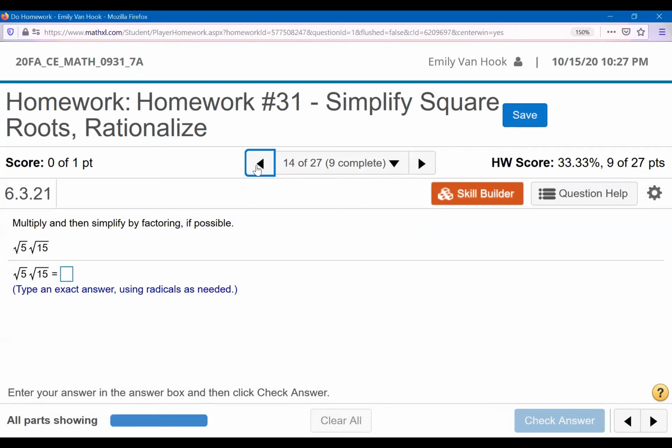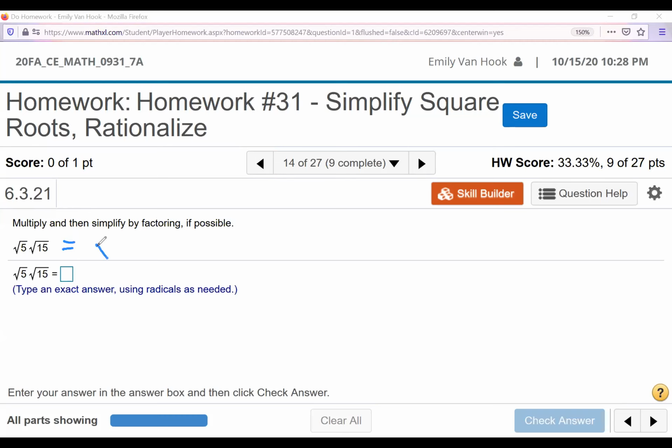Okay, so you saw the product rule already. We're going to use that right here. So it's the square root of 5 times the square root of 15. We get to multiply those together under one square root. So 5 times 15, that comes together under the square root. And once again, just making sure I said it already, the square root of 5 times the square root of 15 equals the square root of 5 times 15, and that is the square root of 75.